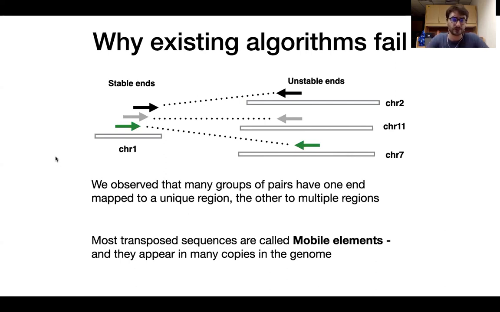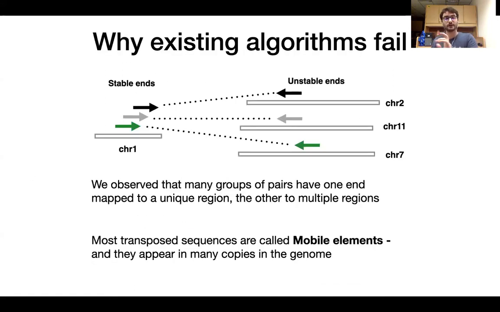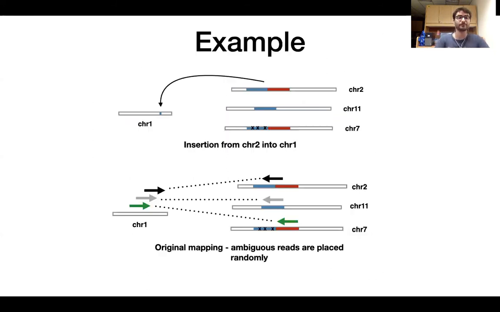And so therefore, when the methods want to cluster the evidence and they want to find the actual transpositions, they are confused because they either predict 3 different transpositions here, or they don't predict any. And the reason why this happens, we found, is mostly due to mobile elements, which means that essentially the read sequences that jump around the genome are not unique. They appear in many copies throughout the reference, and this is a problem.